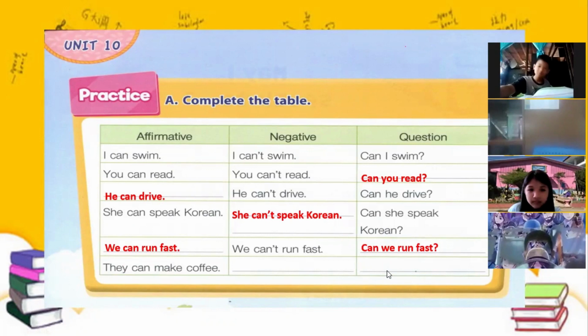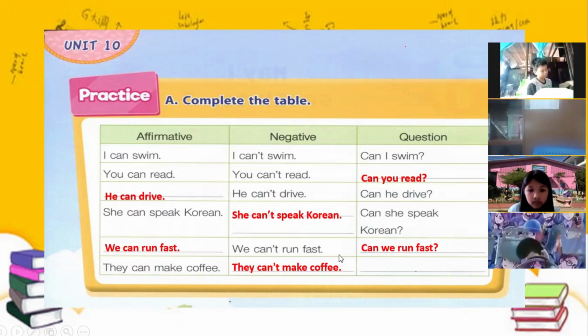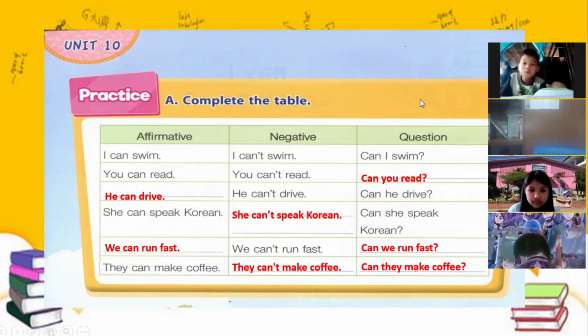They can make coffee. They can't make coffee. Very good. So we add not. They cannot or they can't. They can't make coffee. Similar question sentence, that will be, can they make coffee? While you're asking, can they make coffee? So can comes in the beginning of the sentence, in the start of the sentence.